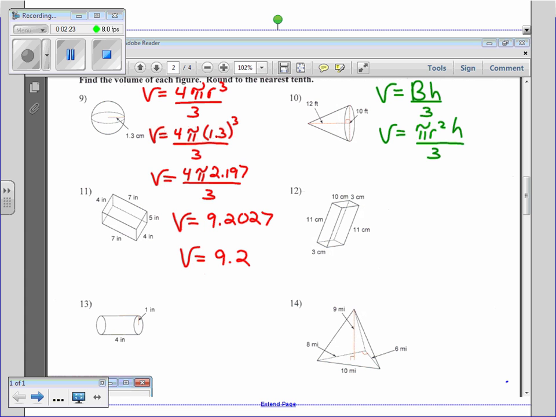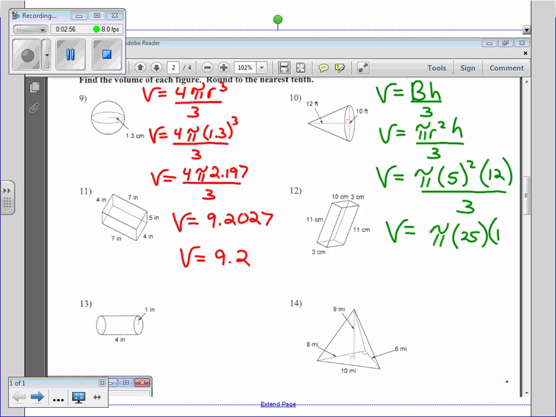So I'm going to start to plug some numbers into the formula. Volume equals pi times the radius. Well, my radius is, we're showing the diameter to be 10, so my radius would be 5 squared. All of this times my height, and my height is 12, and I want to divide all of that by 3. My next step is volume equals, and I'm going to square the radius first, so pi, all of that times 25, and then times 12, and I'm going to divide by 3.